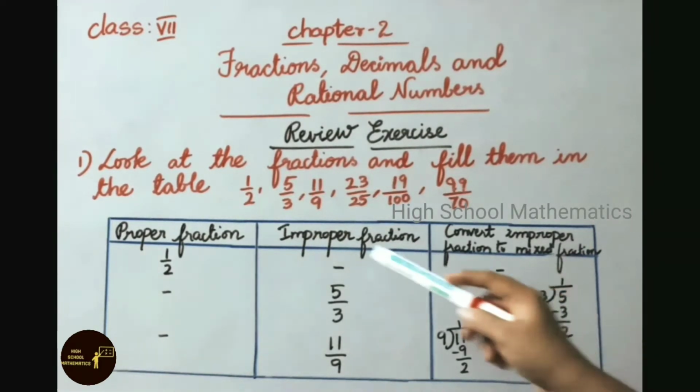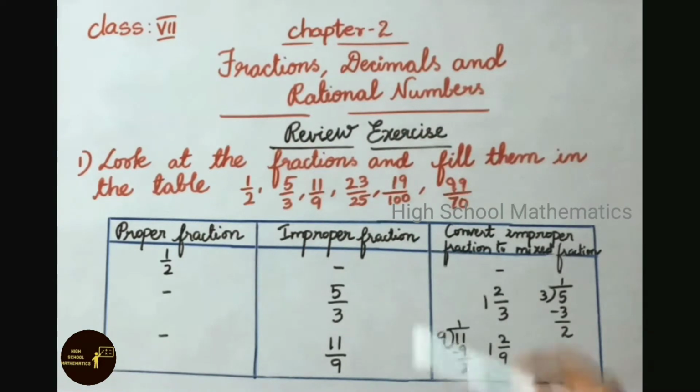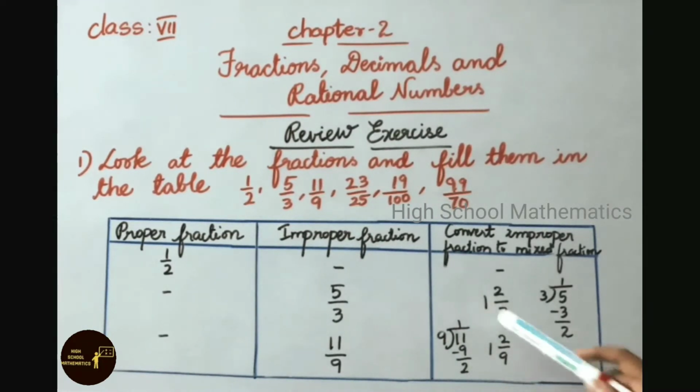Now the third fraction, that is 11 by 9. Here the numerator is greater than the denominator, so it is also an improper fraction. So we have written it under improper fraction. Now let us convert this to a mixed fraction. First we have to do division. 9 ones are 9. 11 minus 9, remainder 2. So the mixed fraction is 1, 2 by 9.